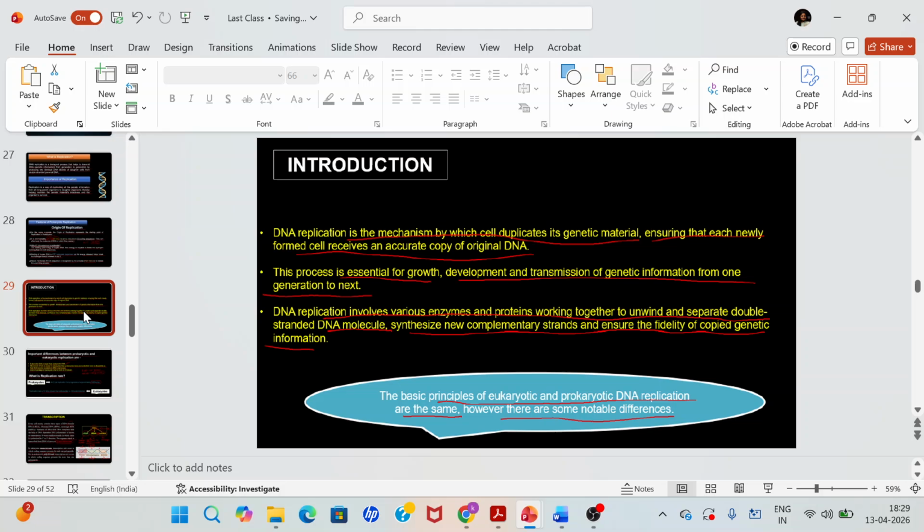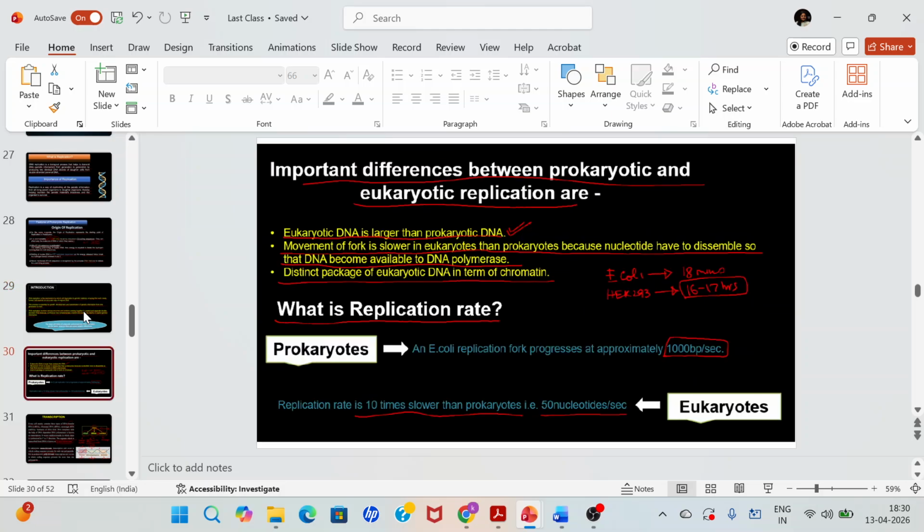Next, DNA replication is the mechanism by which cells duplicate their genetic material, ensuring that each newly formed cell receives an accurate copy of the original DNA. This process is essential for growth, development, and transmission of genetic information from one generation to the next. DNA replication involves various enzymes and proteins working together to unwind and separate the double-stranded DNA molecule. They synthesize new complementary strands and ensure the fidelity of the copied genetic information. Again, we are not going into the details of eukaryotic replication.